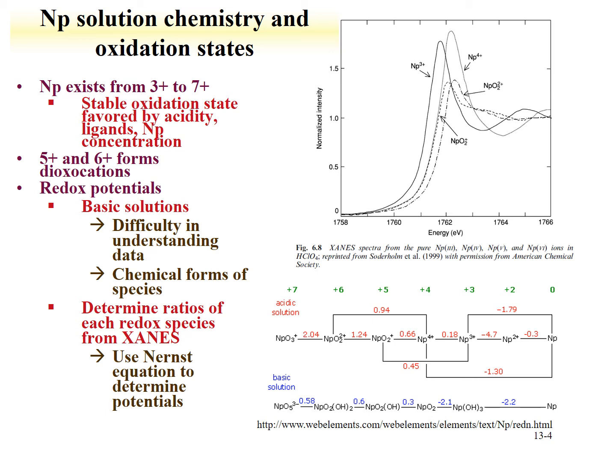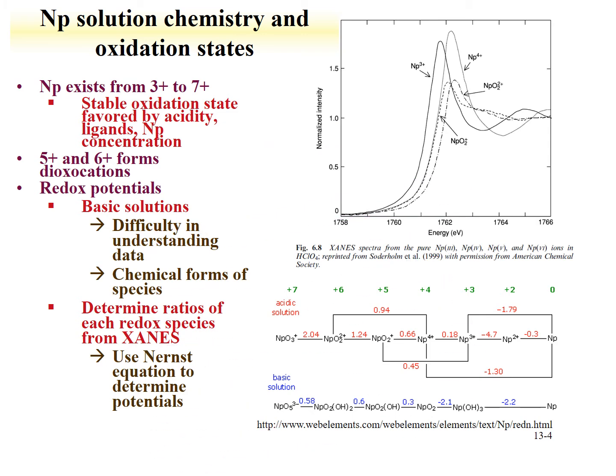Neptunium has a range of oxidation states that are available in solution, from the +3 to the +7. The most stable oxidation state, as we'll see, will be the +5. However, other states can be stabilized based upon acidity, ligands available, and even the Neptunium concentration. Similar to uranium, the +5 and +6 oxidation states form dioxyl cations, as shown here.